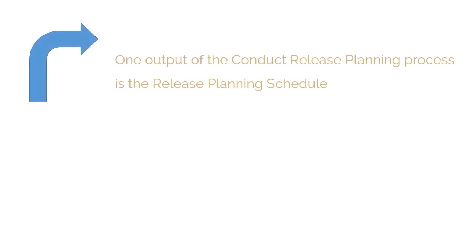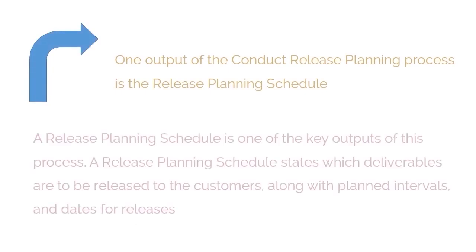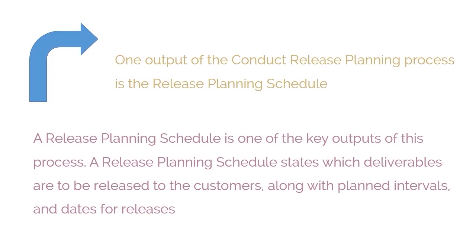One output of the conduct release planning process is the release planning schedule. A release planning schedule is one of the key outputs of this process. A release planning schedule states which deliverables are to be released to the customers, along with planned intervals and dates for releases. There may not be a release schedule at the end of every sprint iteration. At times, a release may be planned after a group of sprint iterations are completed.